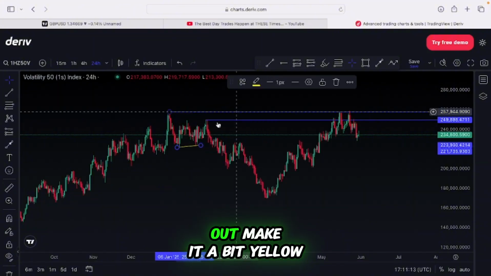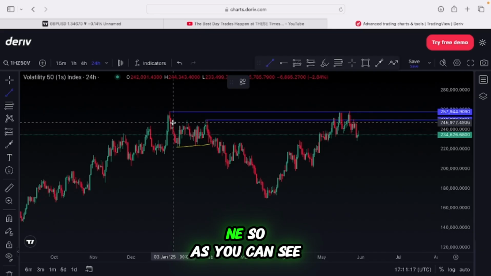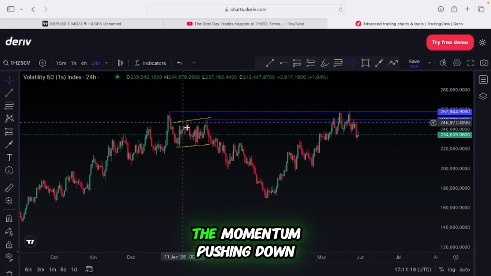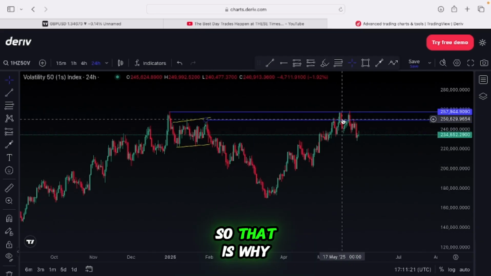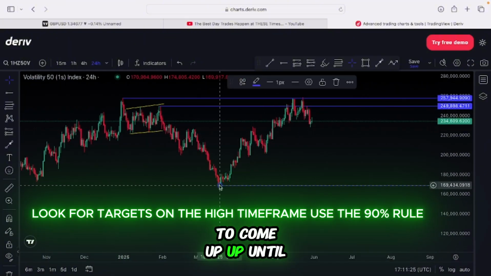Let me just throw it out, make it a bit yellow, just because the charts are a bit dark, guys. So as you can see, this is where we got the momentum pushing down. So that is why I'm expecting some more selling opportunities to come up until this point.